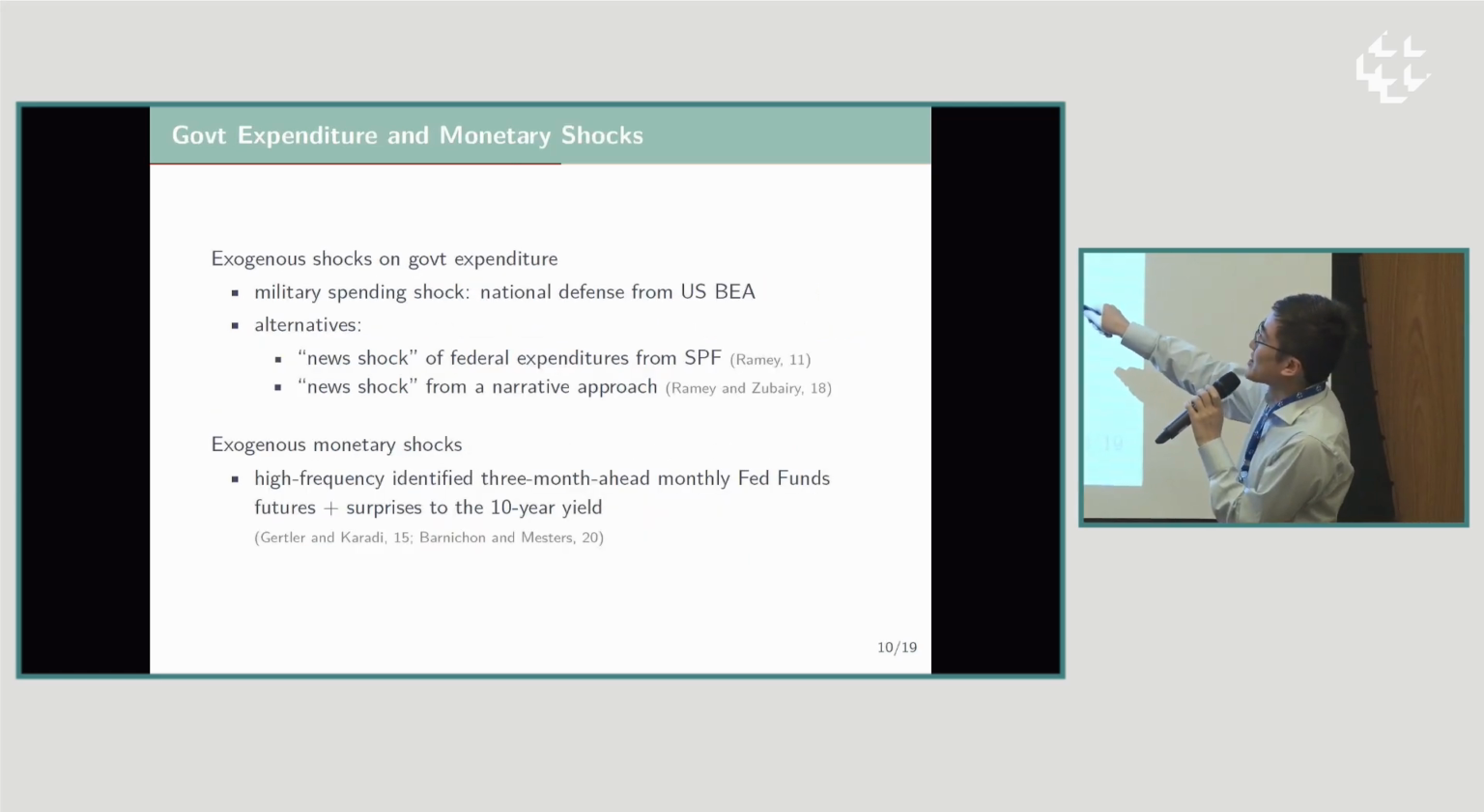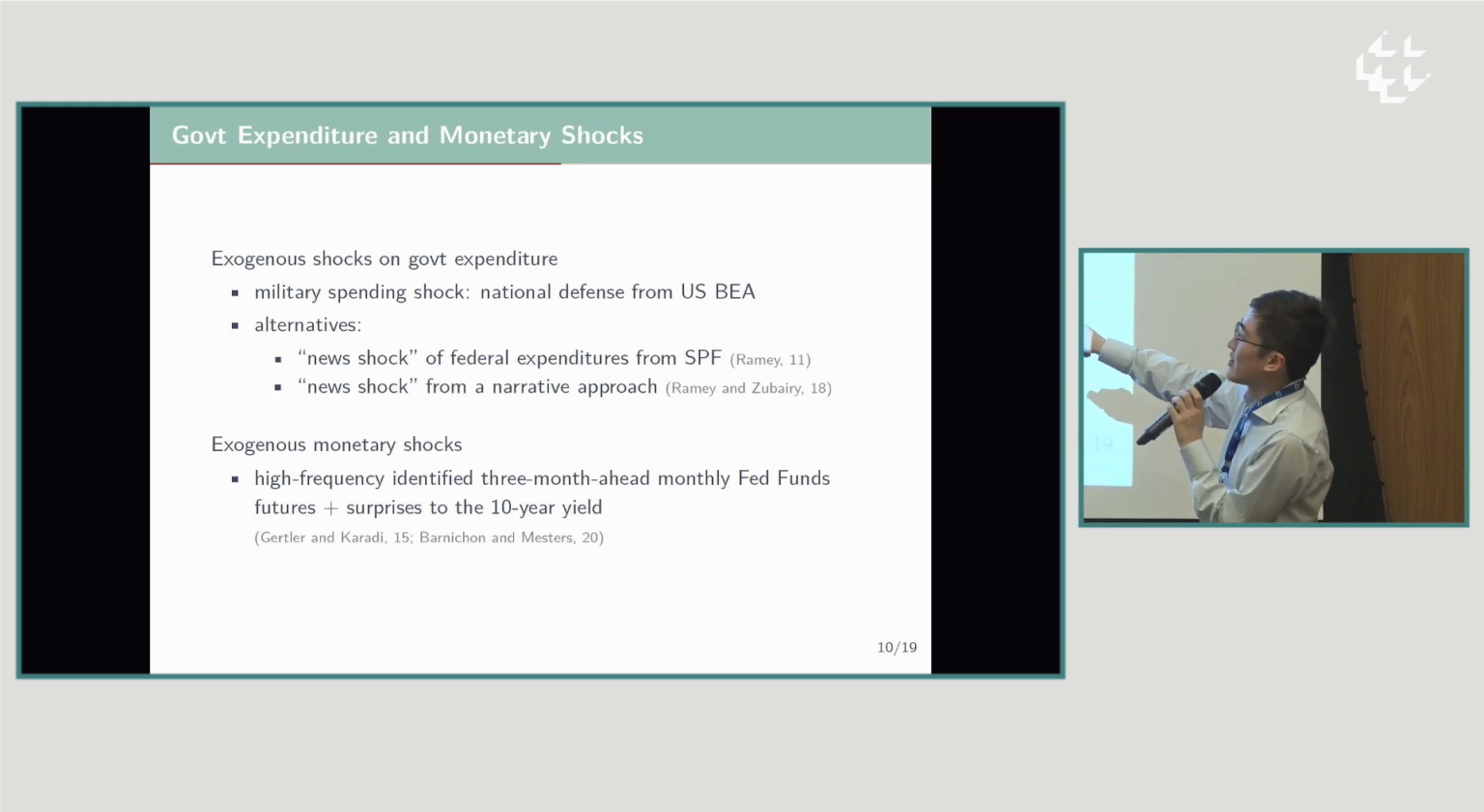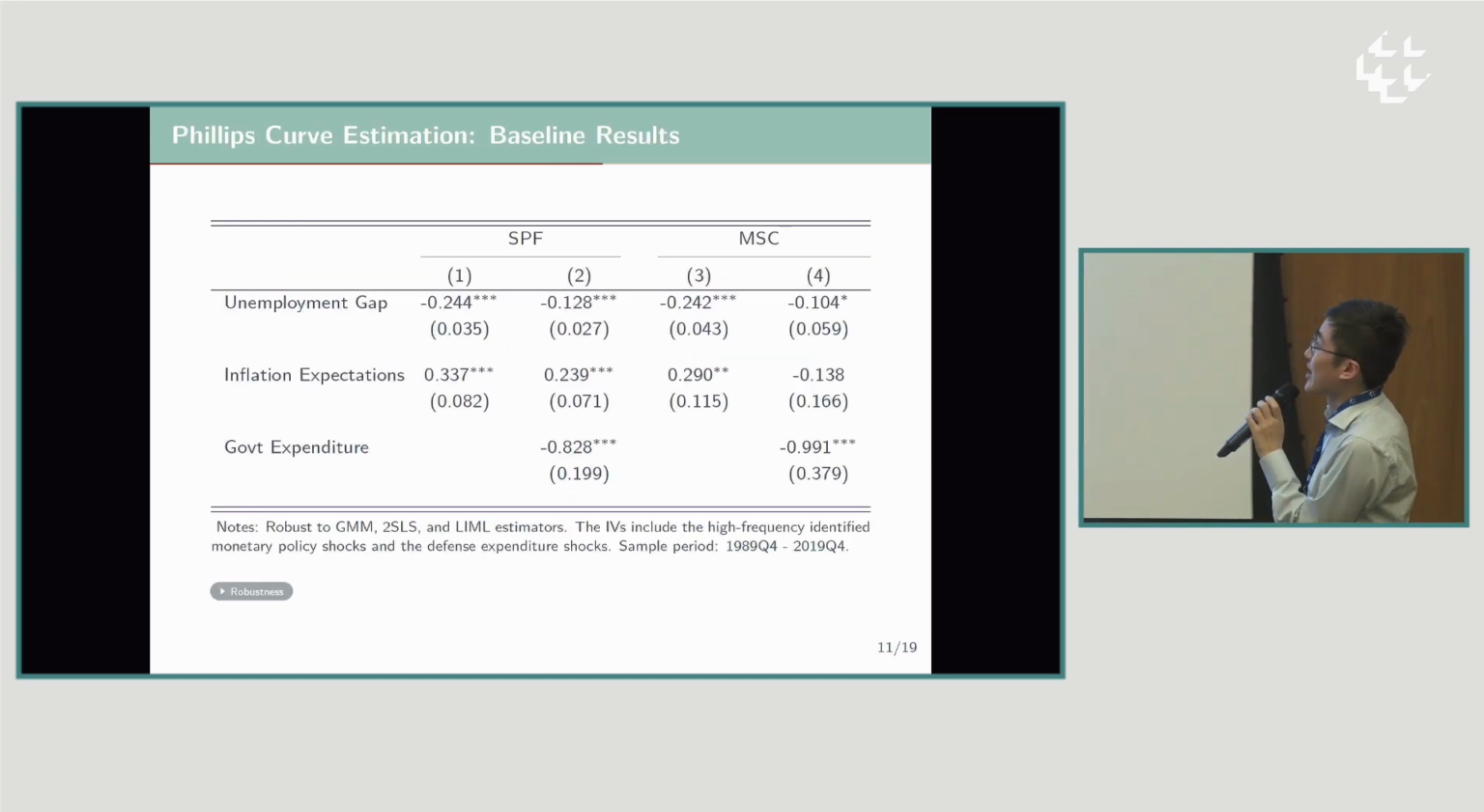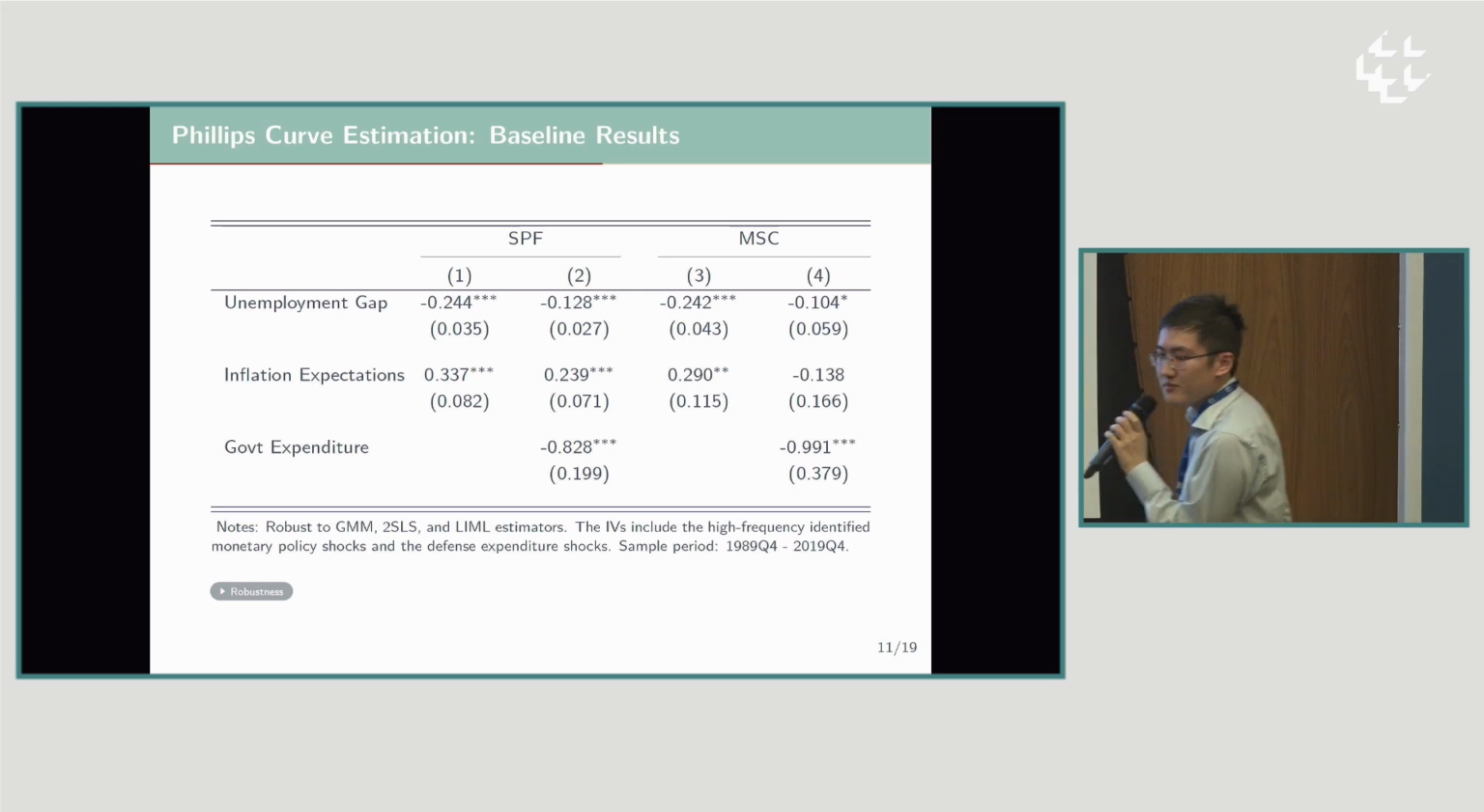The baseline was the military spending shock. We also tried alternative shocks constructed from Ramey, from the SPF, the Survey of Professional Forecasters, or from Romer and Romer, for example, the narrative approach of the news shock about fiscal policy. For monetary policy shocks, which is very commonly used, the high-frequency identified monetary policy shocks. Okay, so this is what we get.